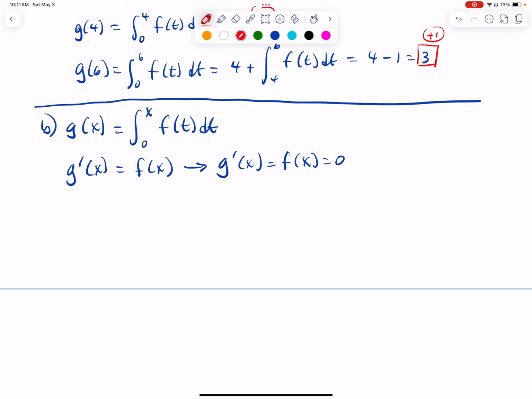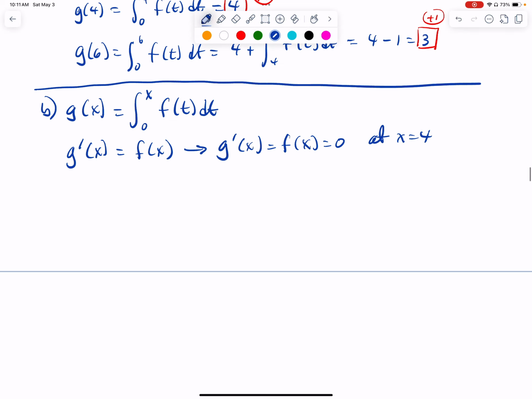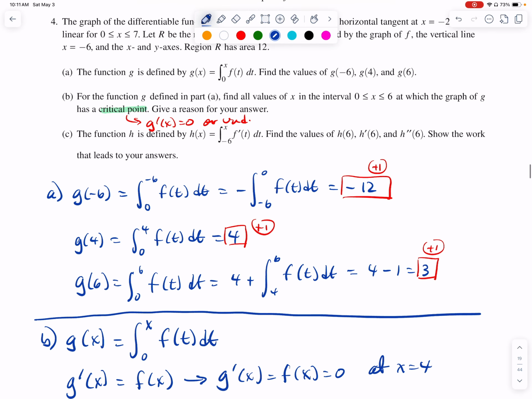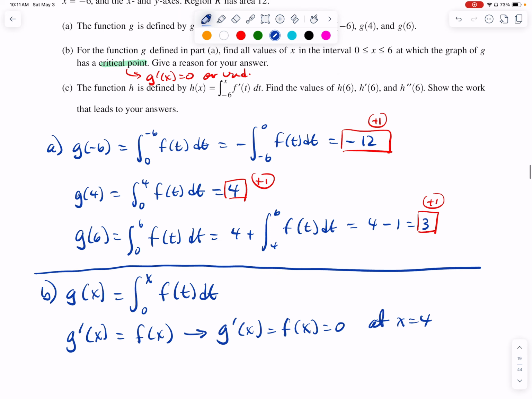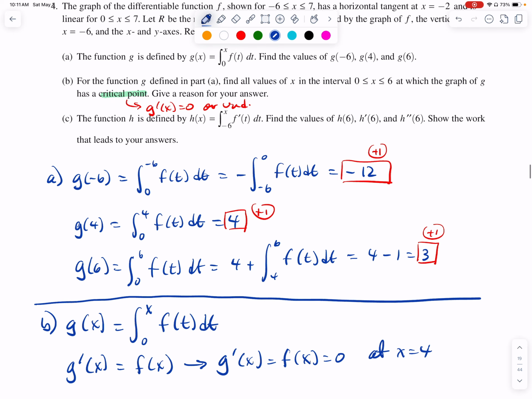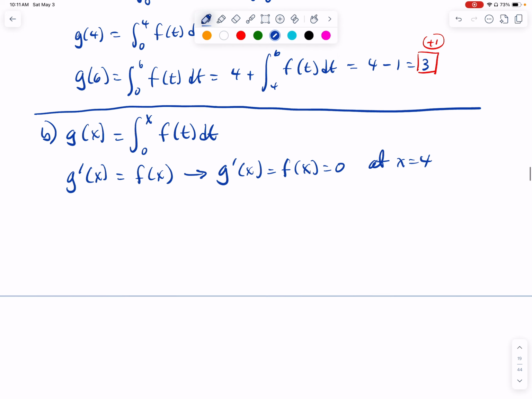Why is this in red? I don't even know. At x is equal to 4. So it does ask for a reason here, right? So give a reason for your answer. Let's make sure we write ourselves a little sentence. Let's see, specifically, what does it say? Find all values of x.